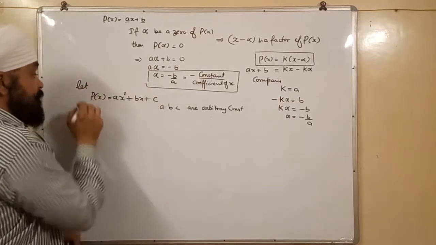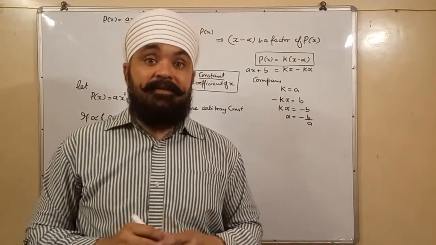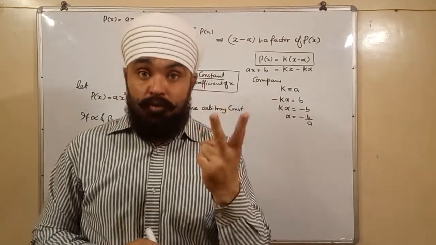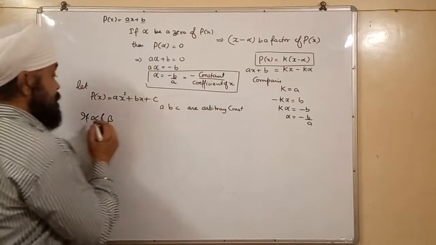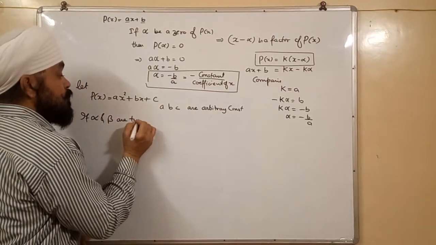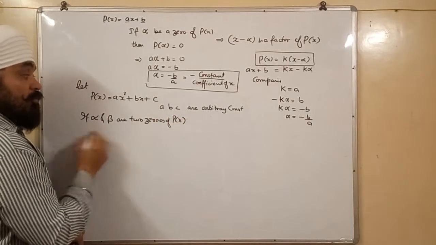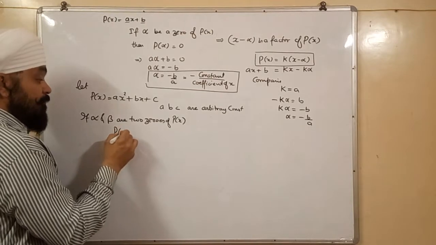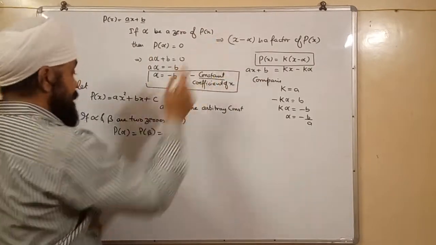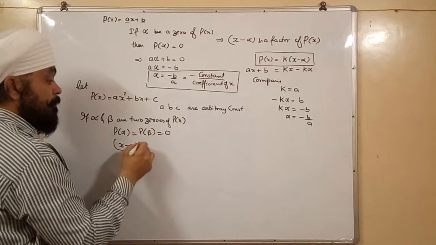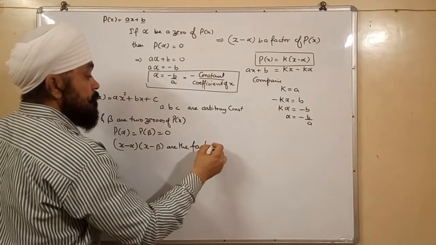Now if alpha and beta, as we know for quadratic, in the previous lecture we have studied that the quadratic polynomial will have a maximum of 2 zeros. Let those two zeros be alpha and beta. Now if alpha and beta are two zeros of this polynomial p(x), then p(alpha) and p(beta) both should be equal to 0. If both are equal to 0, then we can say x minus alpha and x minus beta are the factors of p(x).